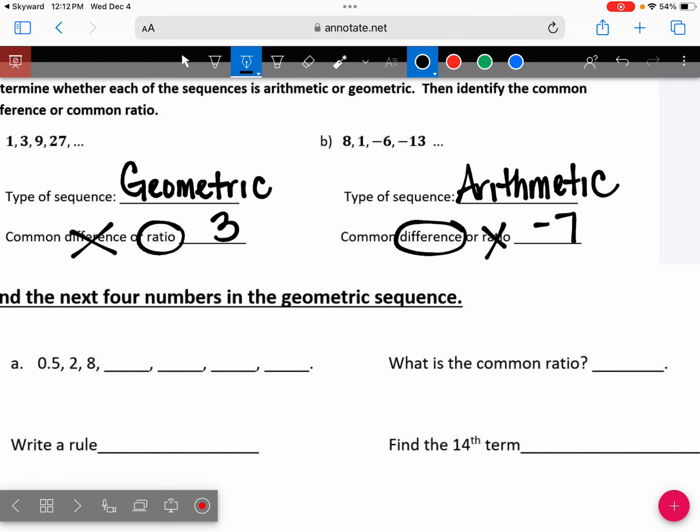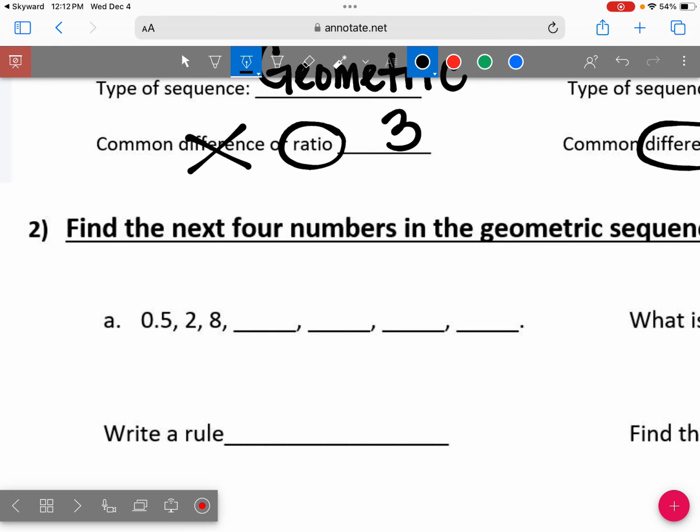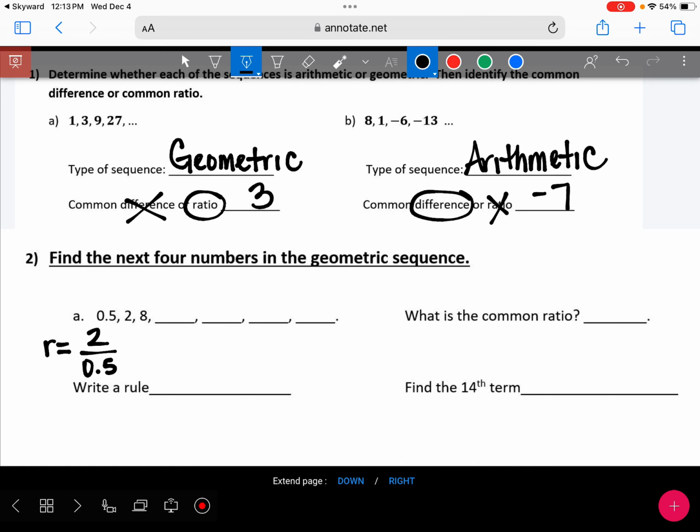So now let's go ahead and figure out this next example. It already told us that it is a geometric sequence. If you're not sure what your common ratio is, again, you can always take the second number and divide it by the first number. There's nothing wrong with checking it to be sure. But if you do that, you should get 4. Who got 4? So that means I'm multiplying by 4. So that's my common ratio.